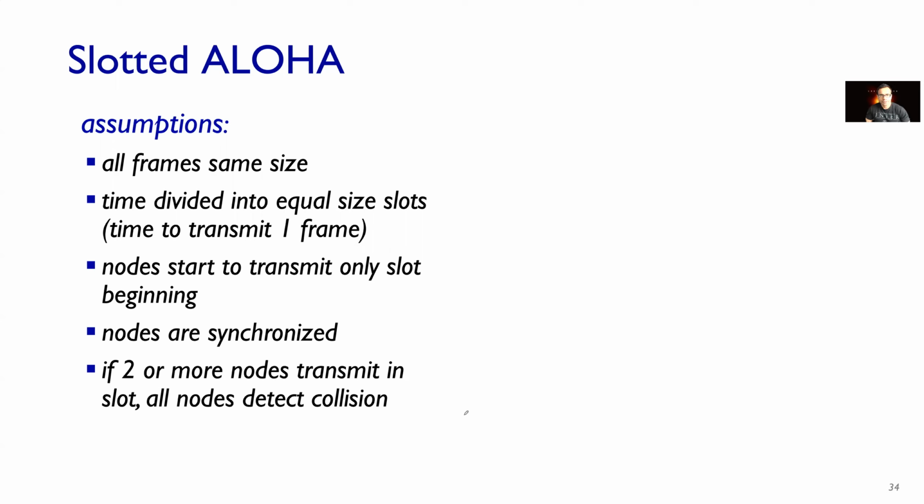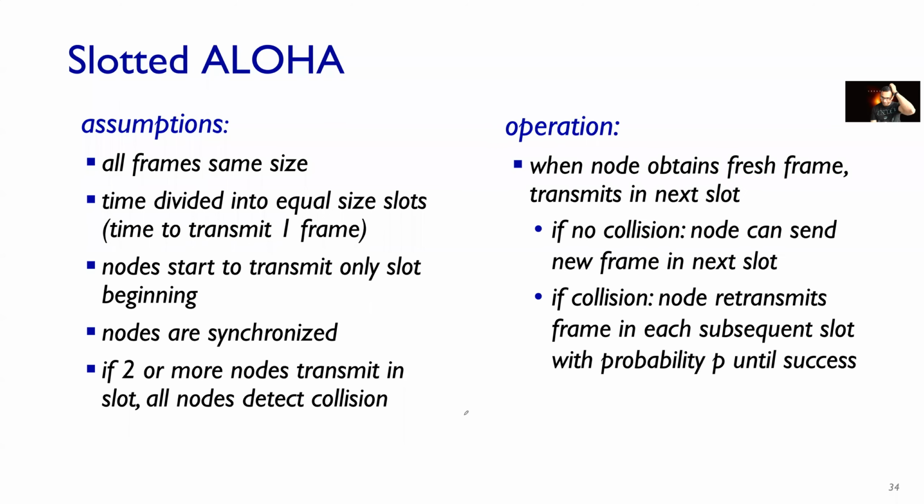Some of the assumptions here are that all frames are of the same size. We assume that time is divided into slots, and in each slot we can transmit one frame. We assume the nodes precisely know the starting time of each slot, so they can only transmit at the start of a slot, not in the middle. We assume nodes are synchronized. And if two nodes happen to transmit in the same slot, then they can detect that there was a collision.